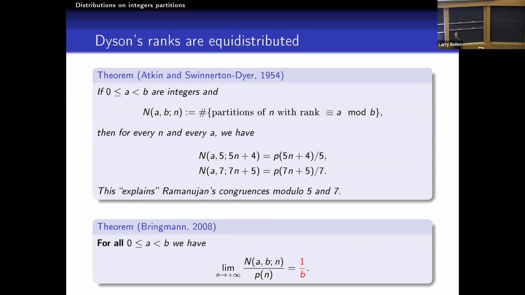However, Brinkman in 2008 showed that on average, they are evenly distributed. So if we take N(a,b,n), and then we divide by p(n), and we let n go to infinity, we get exactly 1 over b. So for each congruence class mod b, the proportion of partitions of n with rank congruent to a mod b is exactly distributed, so that you've got just 1 over b. So we get this nice even distribution.